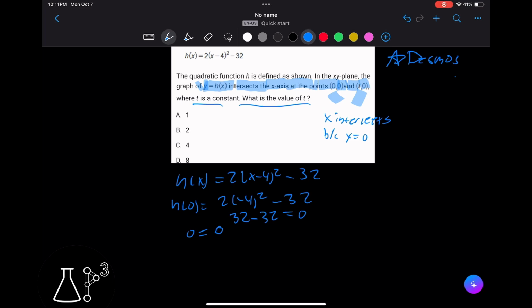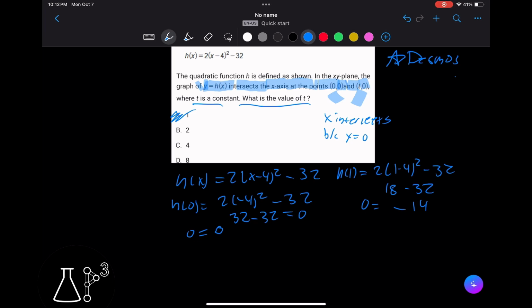So now what we have to do is figure out another value where y equals 0, what is the t value? So what we want to look for is a number that, when we plug it into the equation, gives 0 on both sides. So let's do h of 1. I get 2 times 1 minus 4 squared minus 32. 1 minus 4 equals negative 3. Negative 3 squared equals positive 9. Positive 9 multiplied by 2 equals 18. Then 18 minus 32 gives me negative 14. And h of 1 should equal 0. Both sides don't equal each other, therefore A is incorrect.